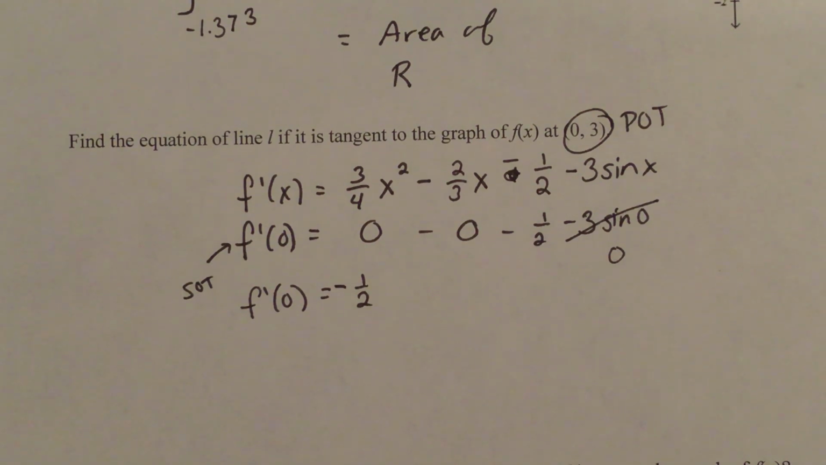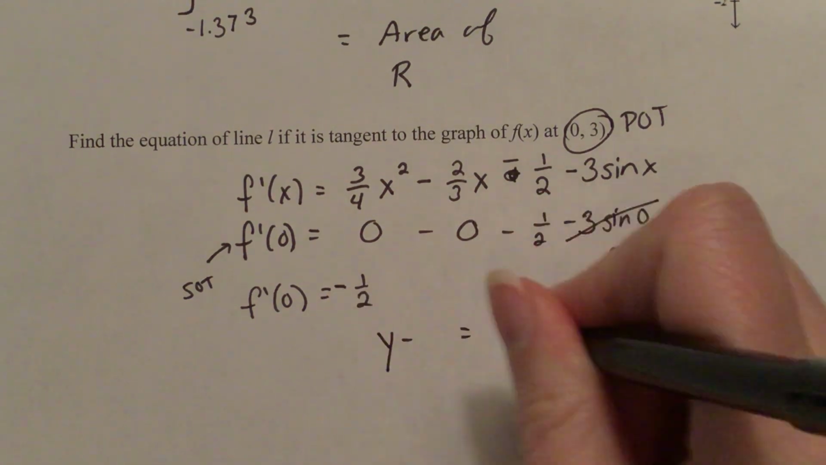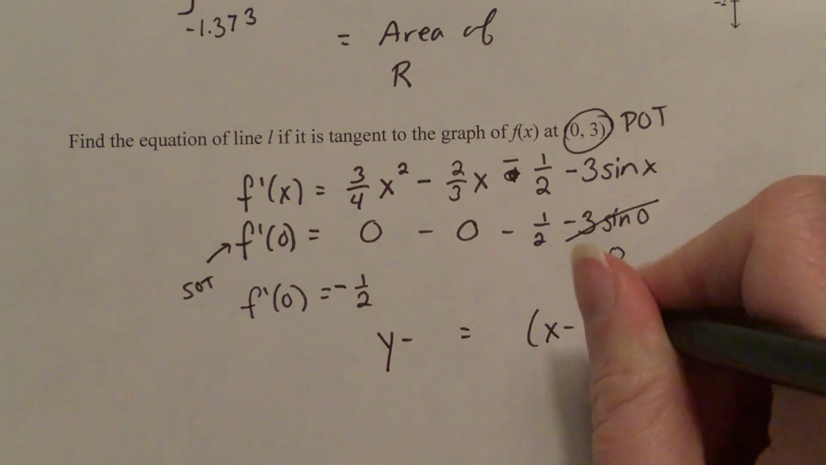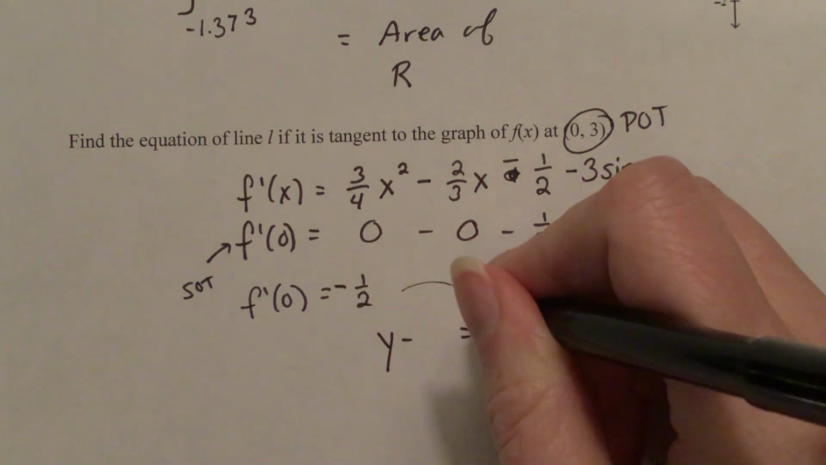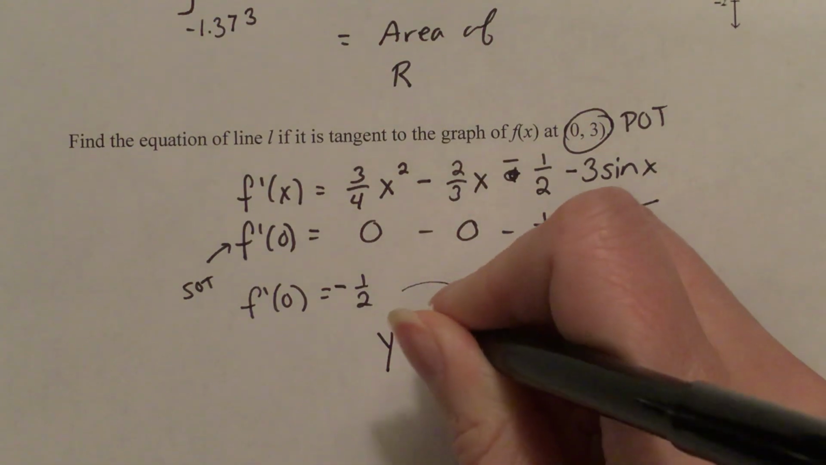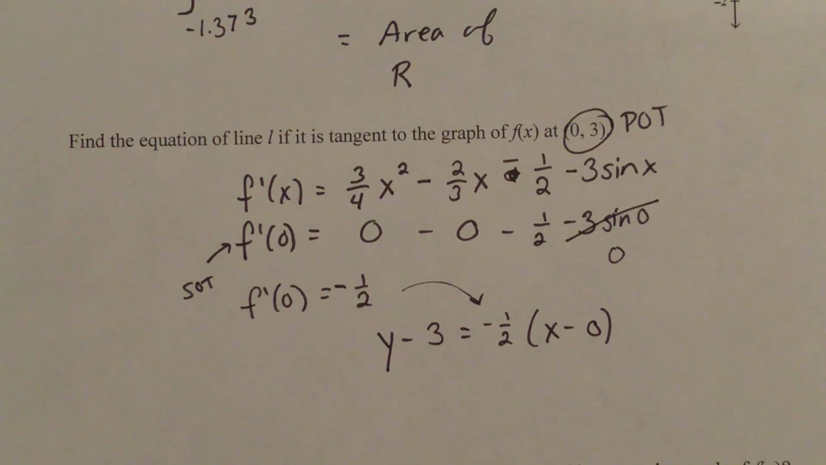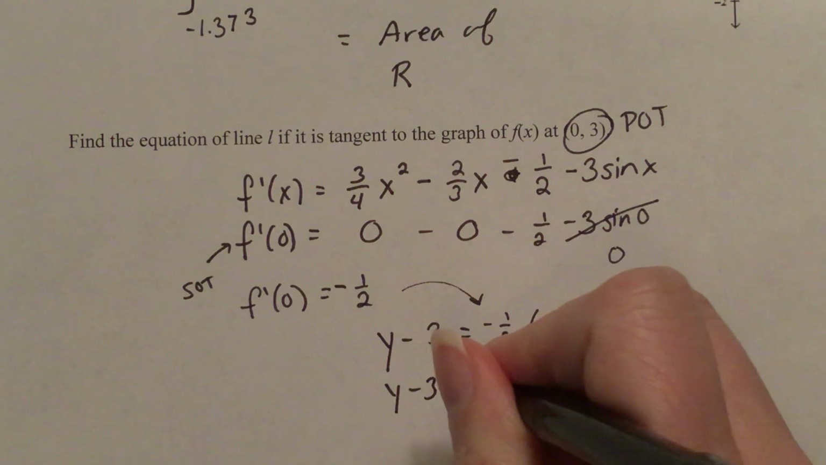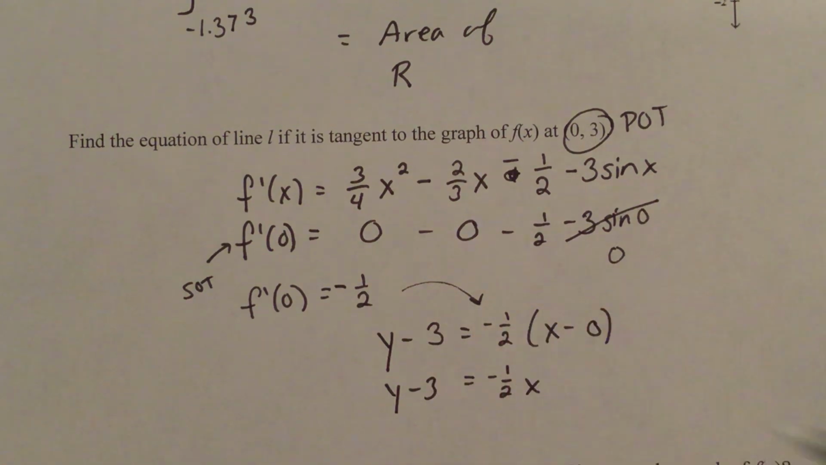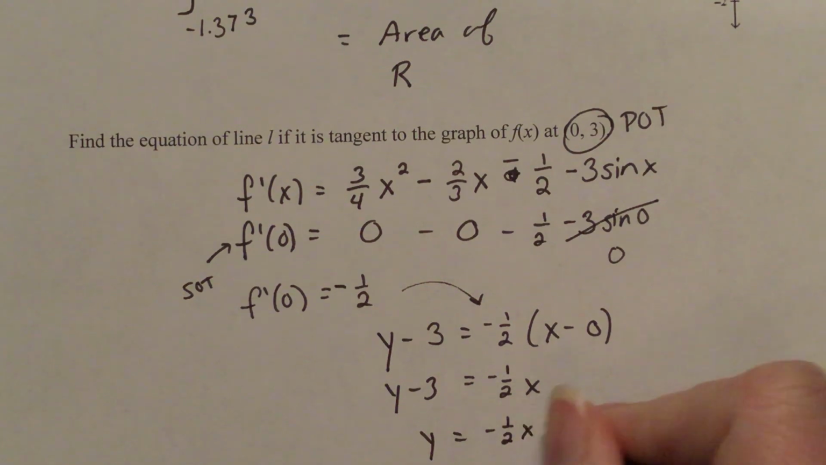All right. It does not tell us that it needs to be in slope-intercept form, so we're going to write point-slope form, which is y minus y1 equals m times x minus x1. Our slope is negative 1/2. Our x value is 0, and our y value is 3 from our point of tangency. If you want to simplify that out, you absolutely can. y minus 3 equals negative 1/2 x. And then add 3 to both sides. y equals negative 1/2 x plus 3.